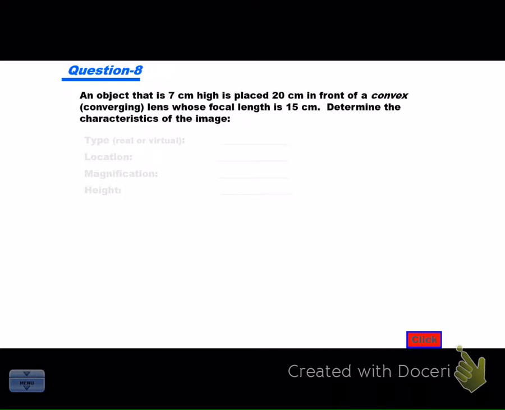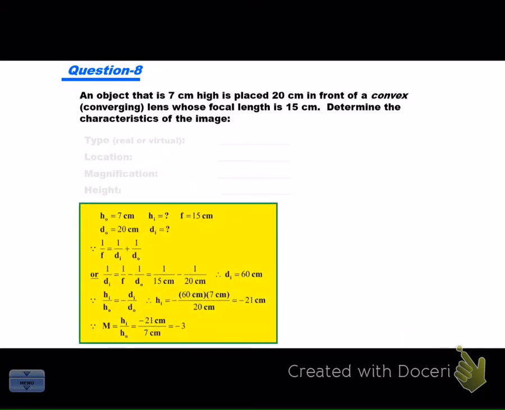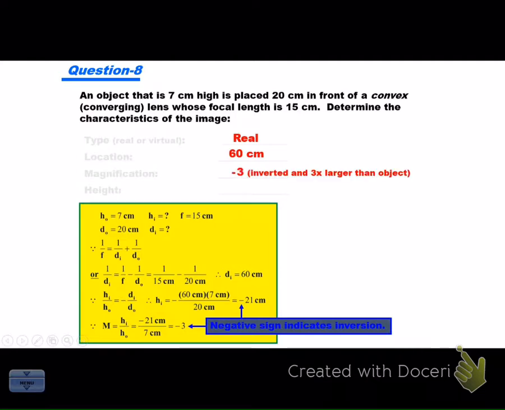In our mirror video, we were introduced to the mirror lens equation, "if I do, I die." So we want to use the same equation. Let's ignore the height for just a moment. Let's look at our main variables: the focal length is 15, the object distance is 20, and we're looking for DI. So plugging it into the "if I do, I die" equation, we get the image distance to be 60 centimeters. So that's all well and good.